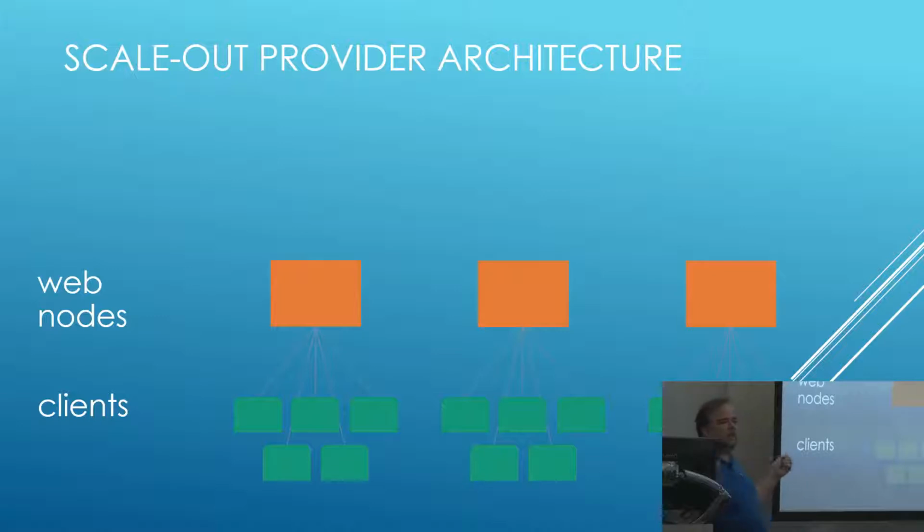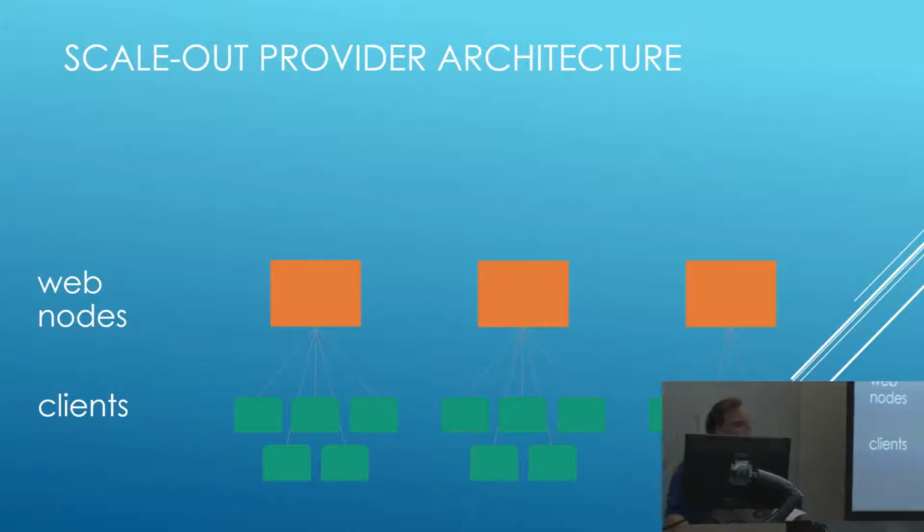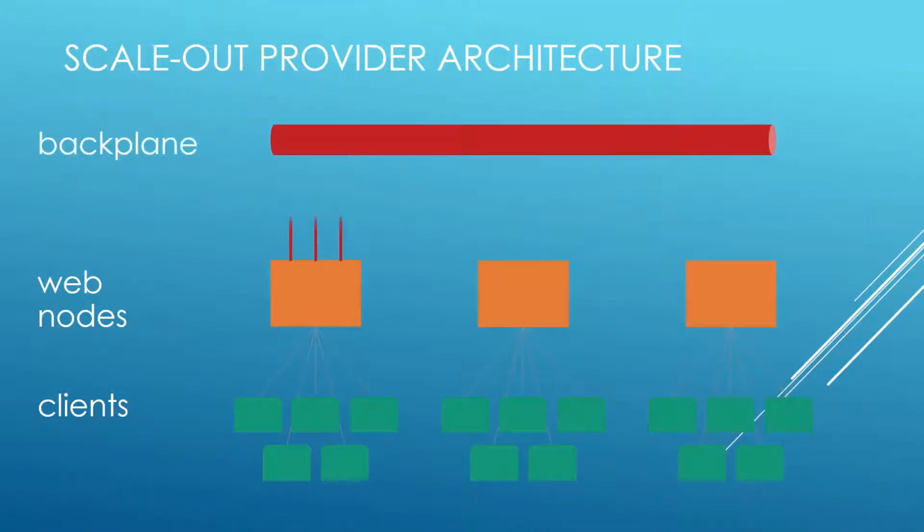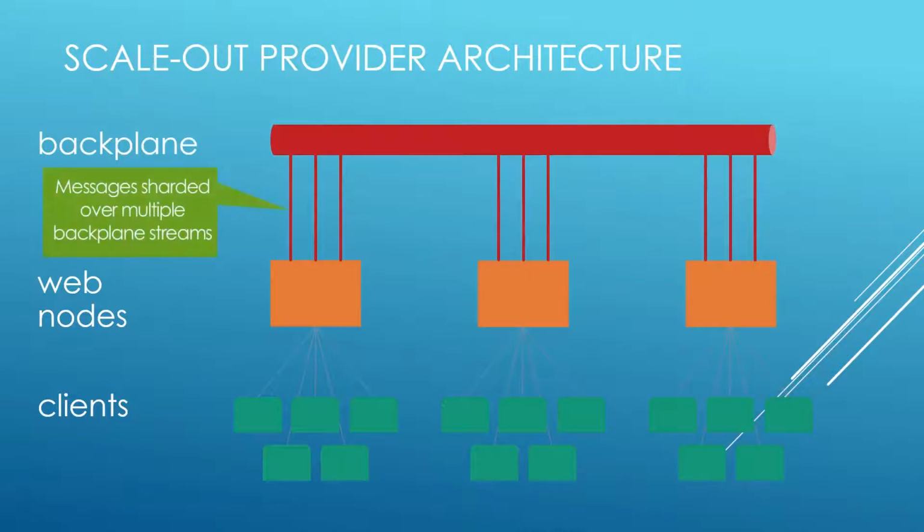So how do we scale that out and get others to be involved with this? Well, a number of strategies, but the baseline strategy is we have various clients, and the client sends a message, and that message goes up to its server node. And what you would do now is add some sort of a backplane.